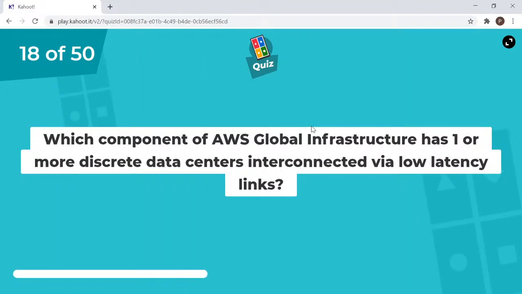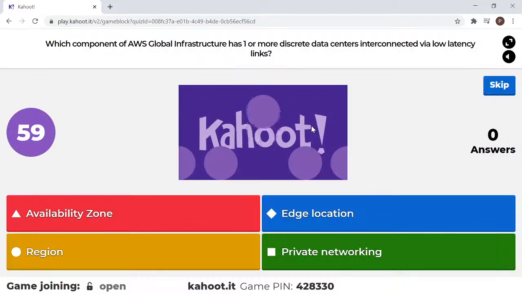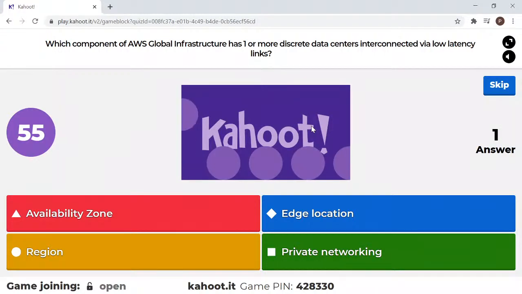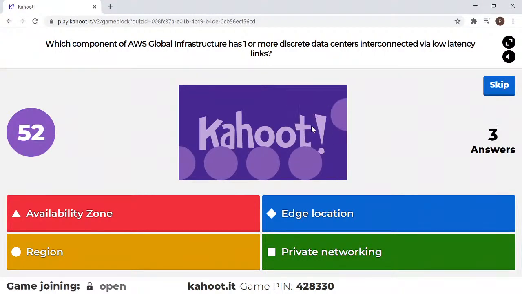Which component of AWS global infrastructure has one or more discrete data centers interconnected via low latency links? Is it availability zone? Is it edge location? Is it region? Is it private networking?